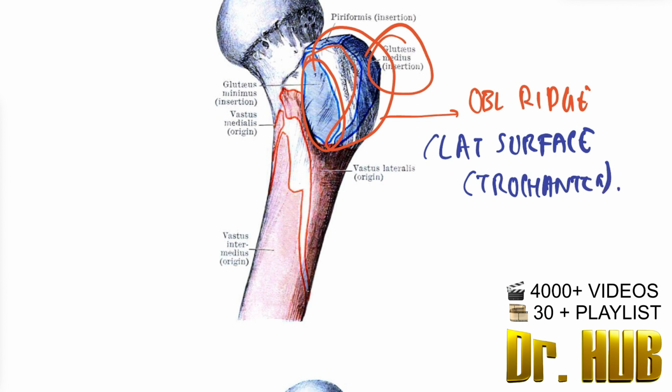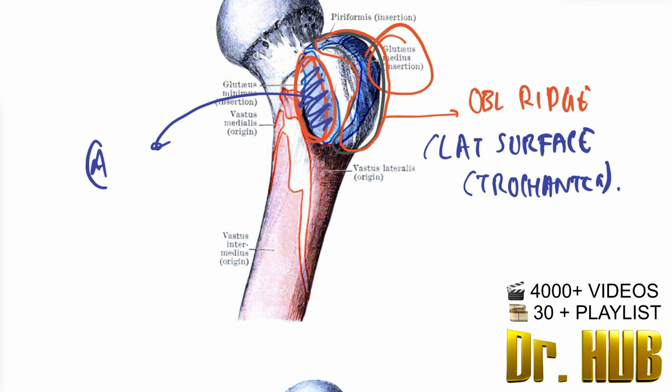Now let's look at the insertion of the gluteus minimus. So where is minimus? To be very accurate, this is the gluteus medius and this one is the minimus. In terms of the minimus, the insertion is on the ridge on the anterior surface of the greater trochanter, and the medius was the lateral surface. Now let's look at the insertion of the gluteus maximus.